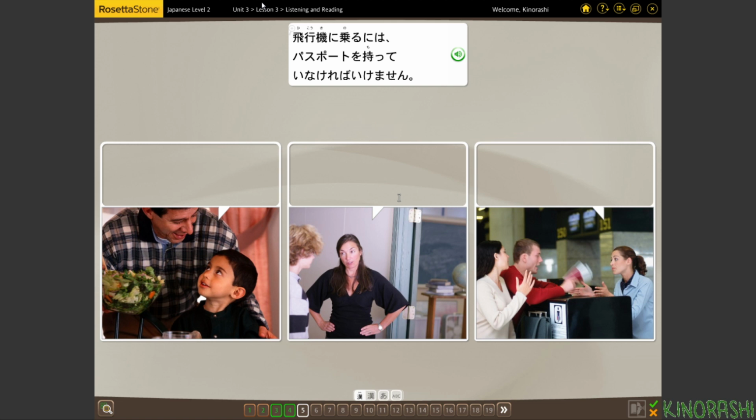Toshokan ni hon ga aru. There are books in the library. Aru being the plain version of arimasu.